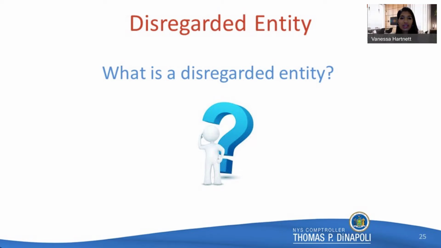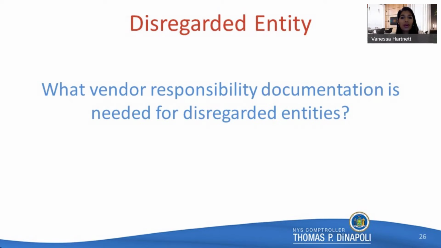On this next question, we will discuss what VR documentation is needed. So what vendor responsibility documentation is needed for disregarded entities? So when you're contracting with the disregarded entity, you will provide VR documentation for both the disregarded entity, who is considered the primary vendor, and for its parent company, who is treated as a subcontractor.